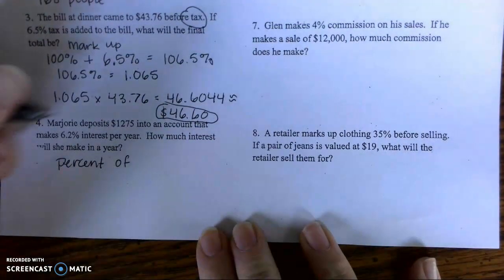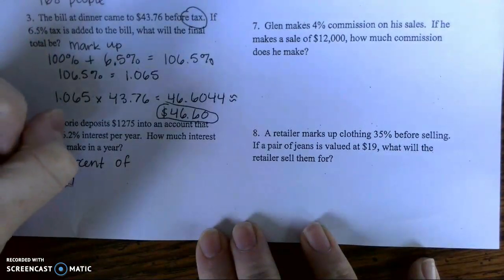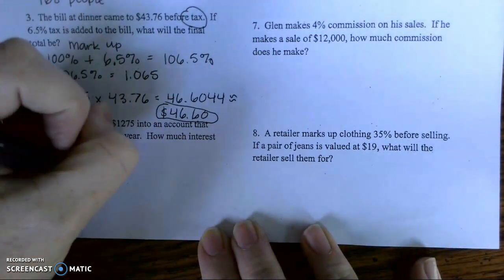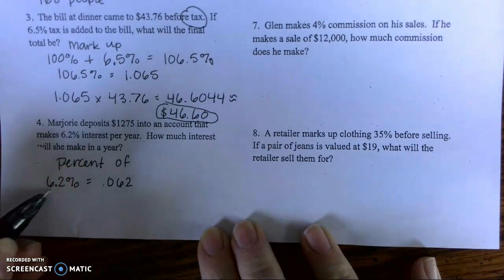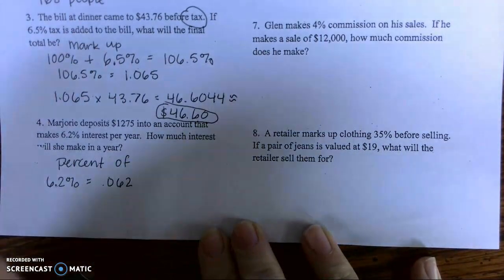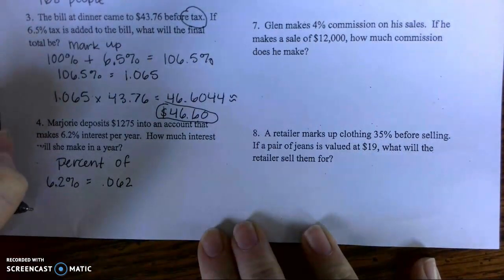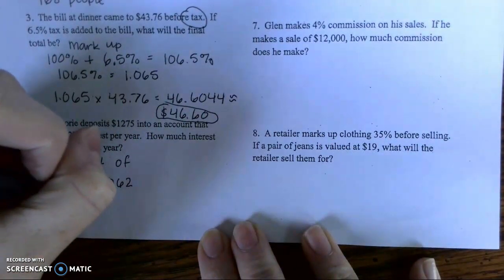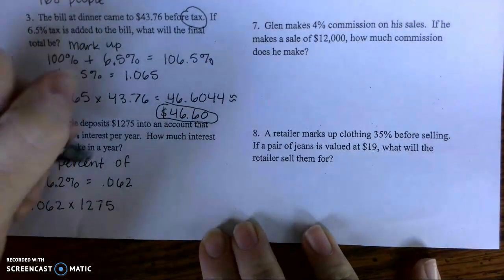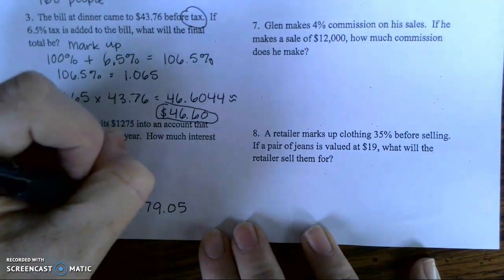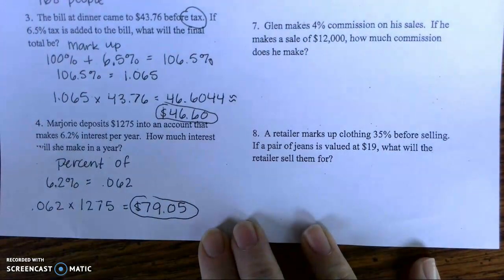1,275. So we're going to take 6.2% and rewrite it as its decimal equivalent, which would be 0.062. Once again, bump that decimal point 2 places to the left or divide by 100. Same thing. Okay, so we're going to take 0.062 and multiply by the balance in that account of $1,275. And we get $79.05. So the amount of interest that she would accrue in that year would be $79.05.